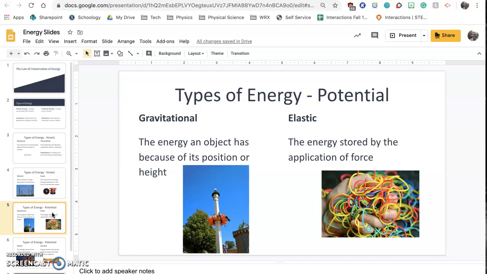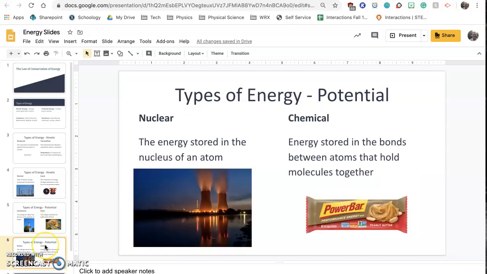So if you've ever been on a roller coaster or a free fall at an amusement park, when you're high up, you have a lot of gravitational potential energy, right? We can also have nuclear and chemical potential energy. These are going to be more important in our conversation as we move forward.